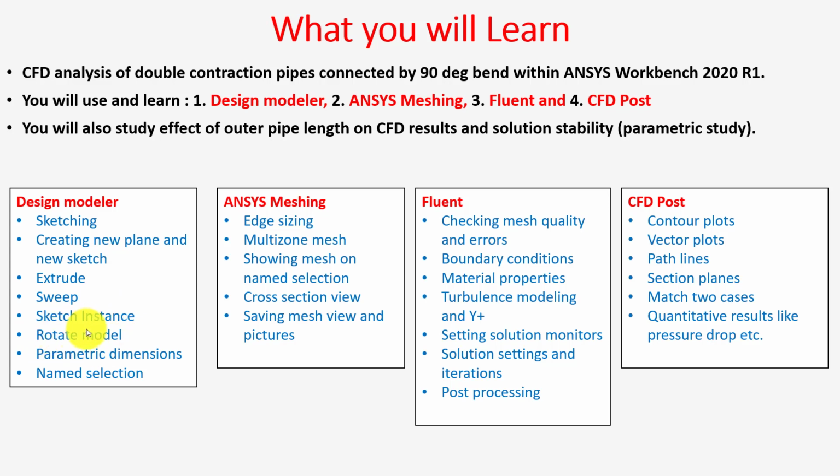And then we rotate the model and place it in such a way that we can apply the boundary conditions in an easier way. And also we make the dimensions parametric, that is the length of the second pipe, which is the vertical pipe, and name selections, which are used for boundary conditions.